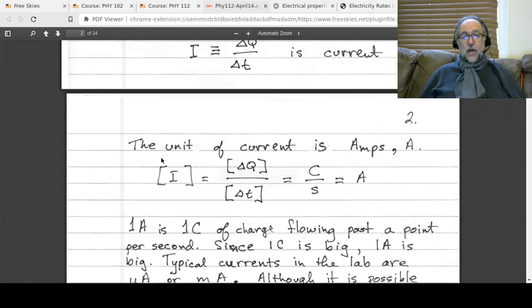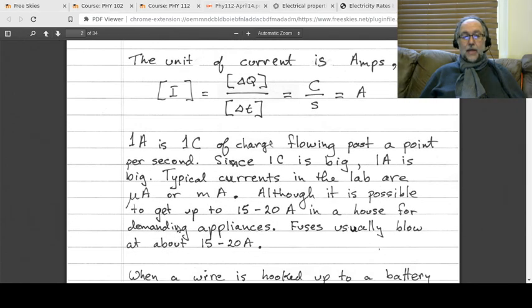Now, as you can imagine, an amp is pretty big. The reason an amp is big is because a coulomb is big, and a second isn't that long. So if you get a whole coulomb of charge flowing past the point per second, that's pretty big. Typical measurements of currents in a lab are down in the microamps or milliamps. It's not that much current.